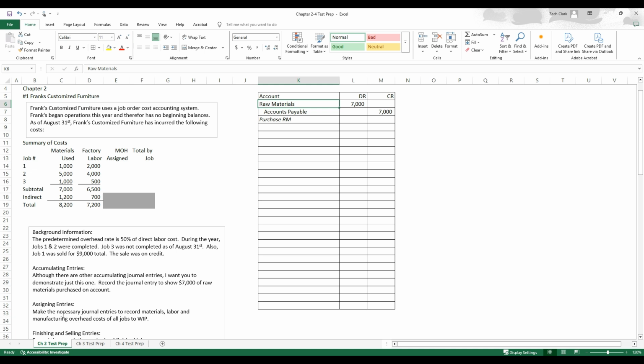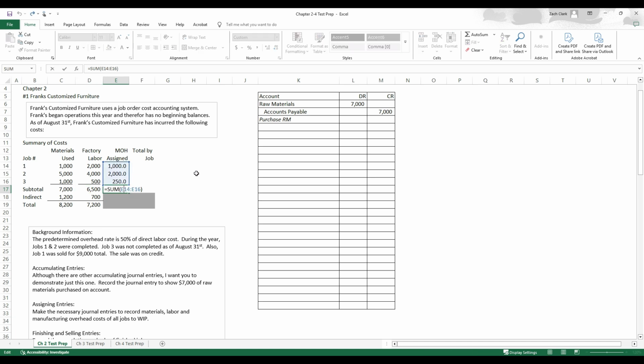For our assigning entries now, we need to make the necessary journal entries to record materials, labor, and manufacturing overhead costs of all jobs to WIP. One thing we need to know here is that 50% of the direct labor cost is going to be assigned to each job, essentially applied. We're using 50% of direct labor costs, so we're going to take our factory labor for each one of the jobs times 0.5, or 50%, and you can see those amounts there.